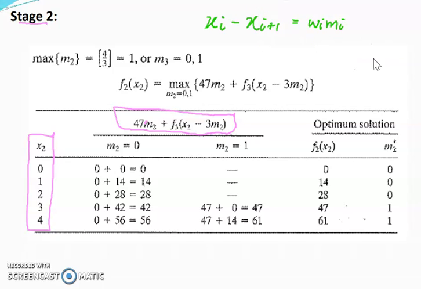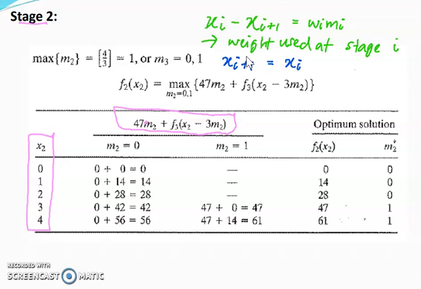Okay, and from here, xi minus xi plus 1 equals wimi. This one represents the weight used at stage i. And we can manipulate this equation for the backward equation. So we have xi plus 1 equals xi minus wimi. Okay, so then from here we have this one.